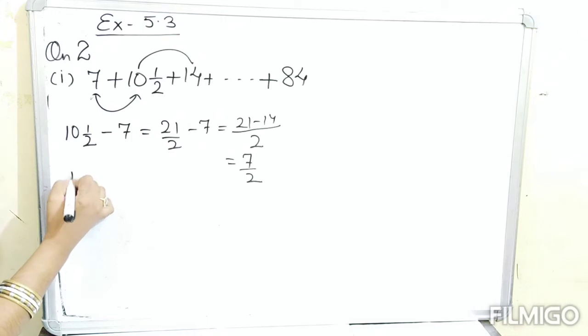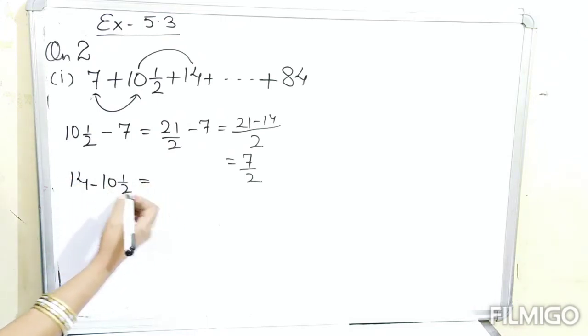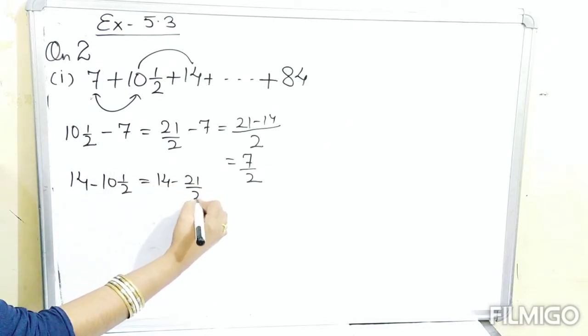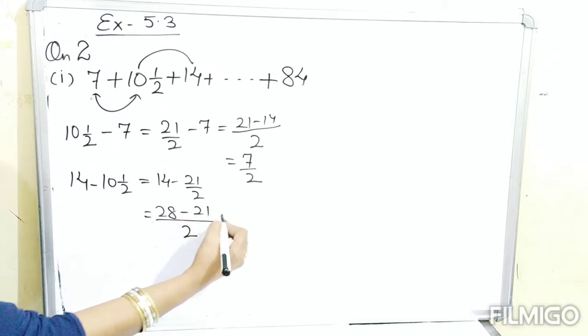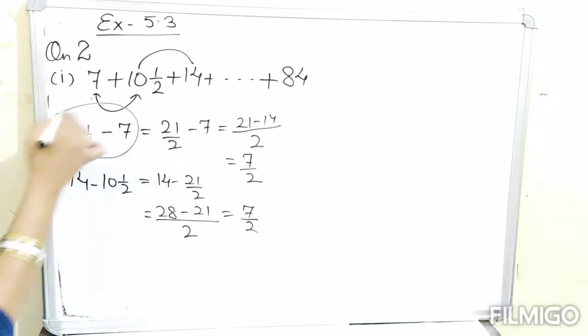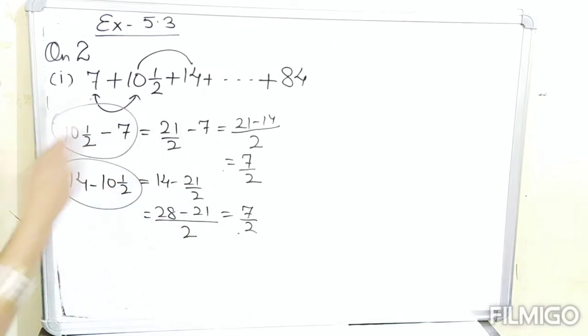Now we'll subtract the next two terms, 14 minus 10.5. 10.5 means 10 and 1 by 2, so it is 14 minus 21 by 2. Take the LCM, which is 2, and 14 twos are 28 minus 21. Again you'll get 7 by 2. From the first two terms you get D as 7 by 2, and from the next two terms D is 7 by 2. Because D is the same, this is an AP.